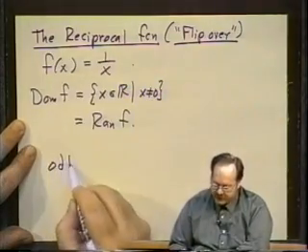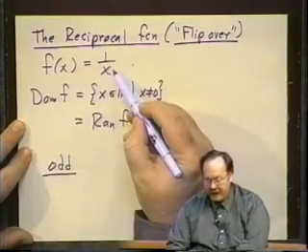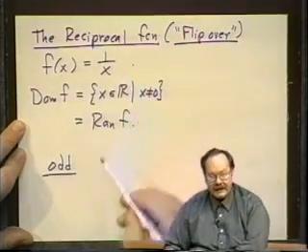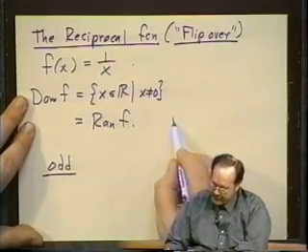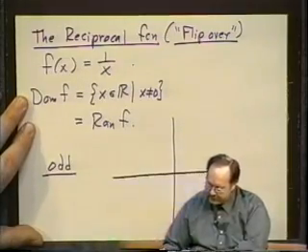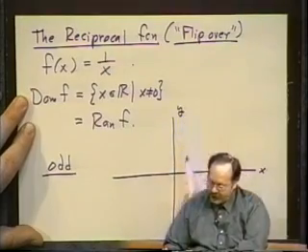This is an odd function because it's involved with an odd power. And again, I'll let you check that yourself. It's very easy to check and good practice. What does the graph of this look like? Here's x and here's y.